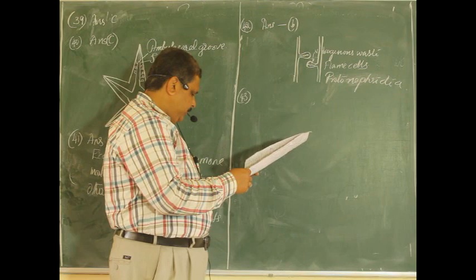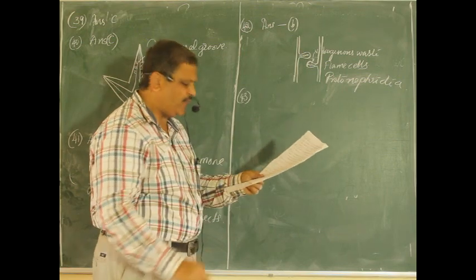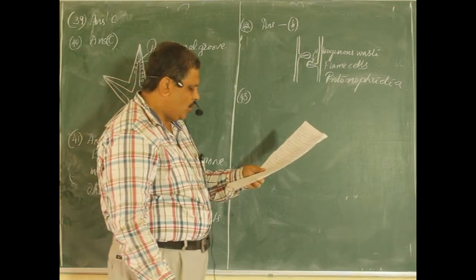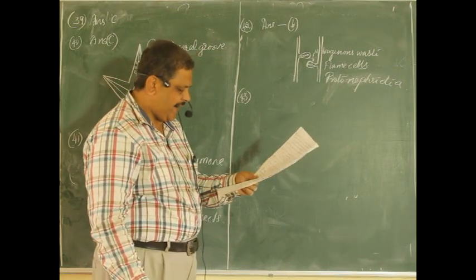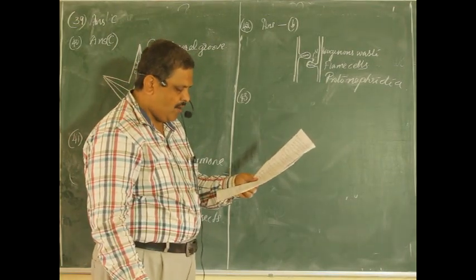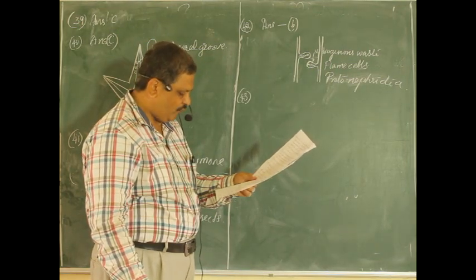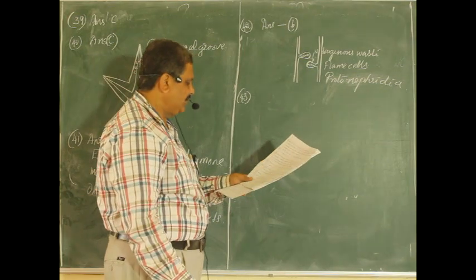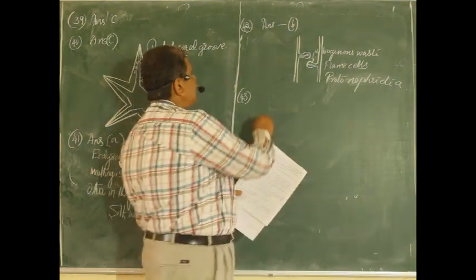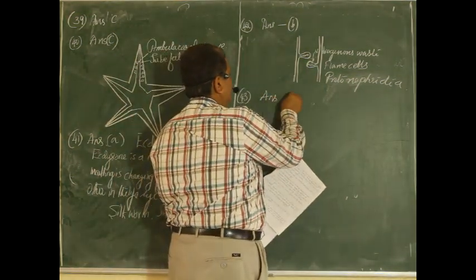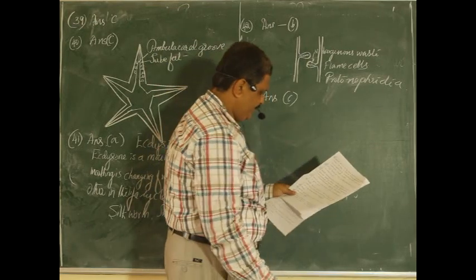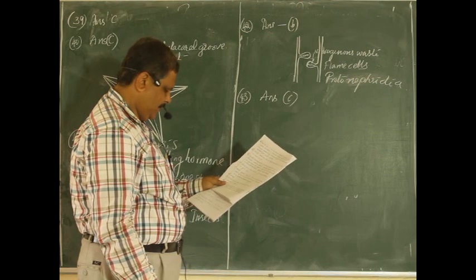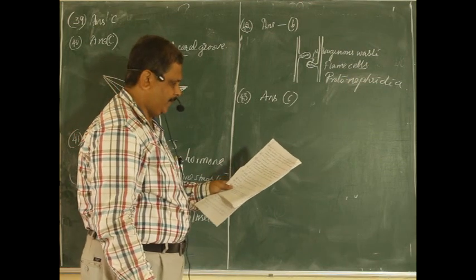Then, camouflage of chameleon is associated with: option A, chromoplast; option B, chromosome; option C, chromatophore; option D, chromomere. So the answer for this question is option C, chromatophore.